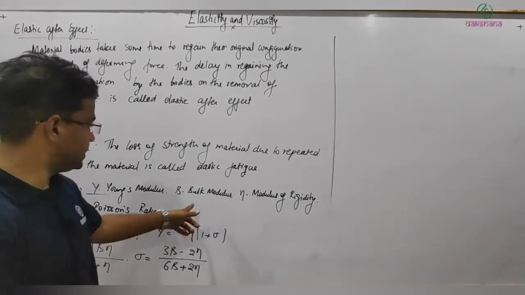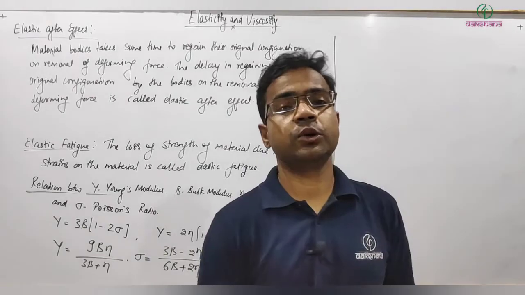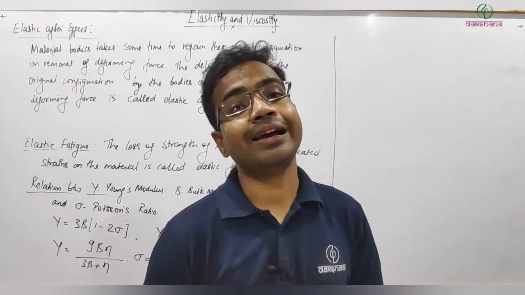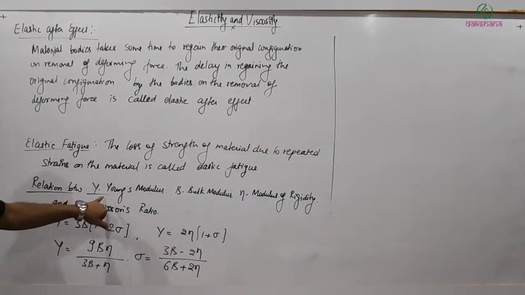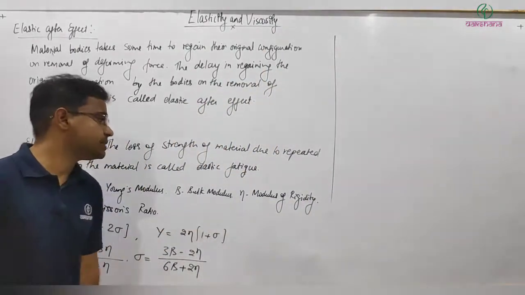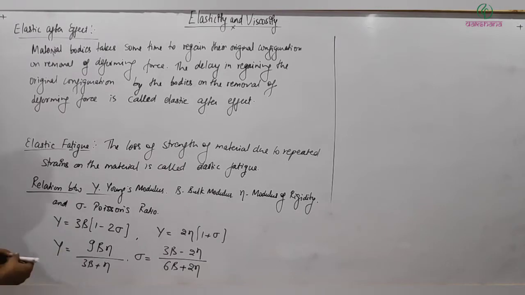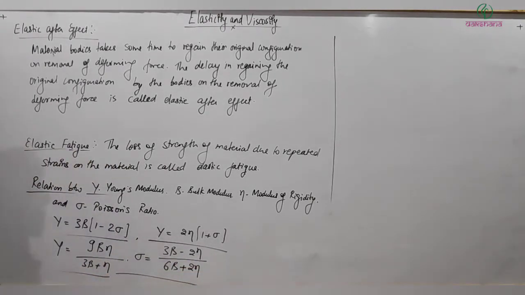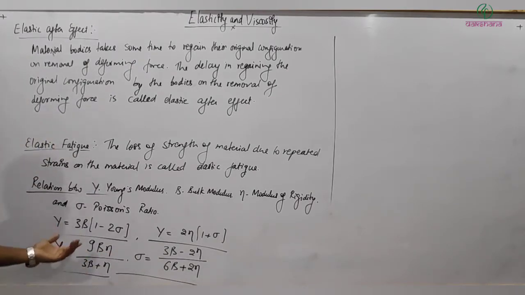Then next we talked about different moduli of elasticity and Poisson's ratio in the last class. Those things are related, and I'm directly writing the relation between them. If Y is Young's modulus, B is bulk modulus, eta is the modulus of rigidity, and sigma is Poisson's ratio, then you need to remember the relation between them. Sometimes direct problems are asked based on it, so if you remember the result you will be able to solve them.